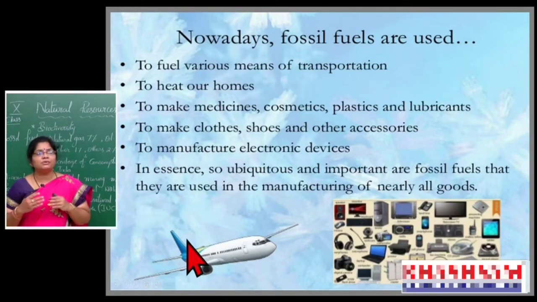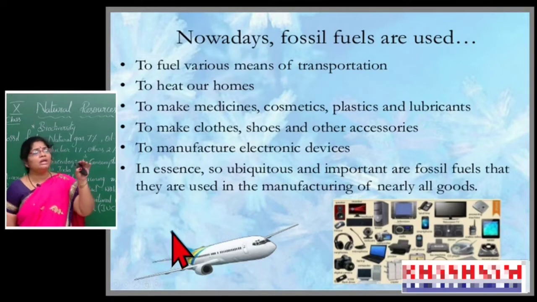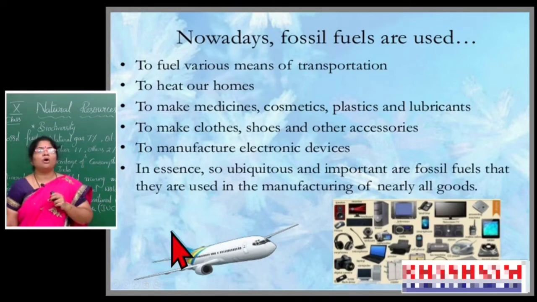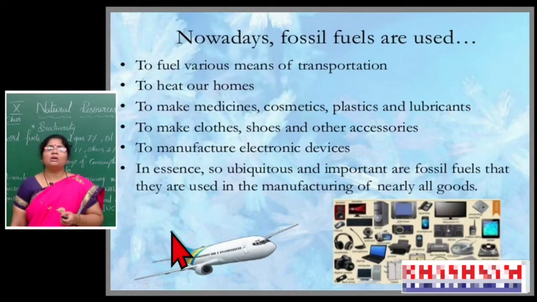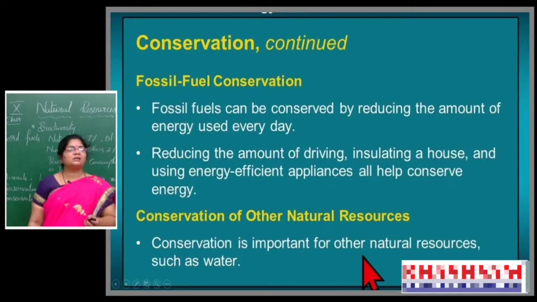So from petroleum we are able to prepare different kinds of synthetic materials. And to manufacture electronic devices, to make clothes, shoes and other accessories, this is also one of the raw materials in the production of all these substances. Directly with fossil fuels we can't prepare some of these goods, but fossil fuels are also one of the byproducts or raw materials in the preparation of these different kinds of goods that we are showing on the screen. So like that, fossil fuels help us a lot.